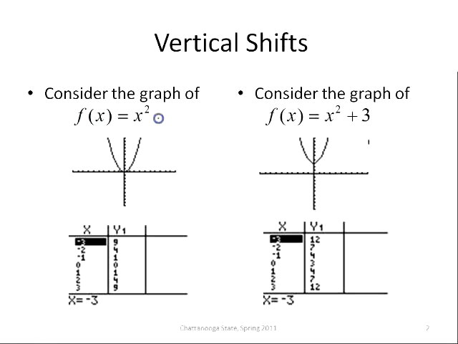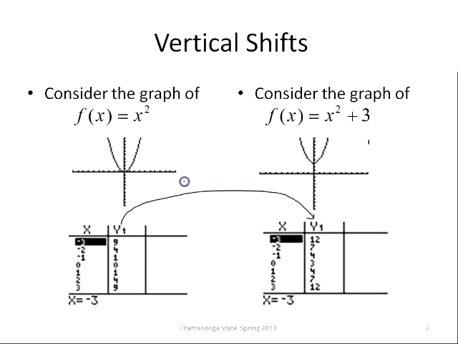If we add a 3 to the end of that function, for now it's x squared plus 3, what happens to the graph is that it actually shifts 3 units up. It's like if you pick this graph up off the page and move it 3 units upwards. So you can see that on the graph, and you can also see it when you look at the ordered pairs. The y values from this graph and the y values from this graph are 3 units different.